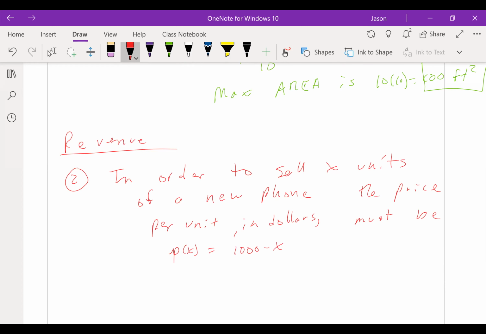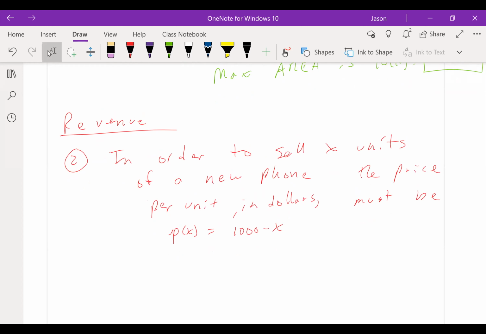So X is the number of units. The price depends on how many units I'm producing. The more units I produce, the lower the price. Every unit I produce lowers the price of the phone by $1. If I produce 1,000 units, it's not going to be $0, so there is going to be a floor here, but in this case, we're not worried about that floor, because we don't care about what's going to produce the lowest amount of money. We want to know what's going to produce the highest amount of money.